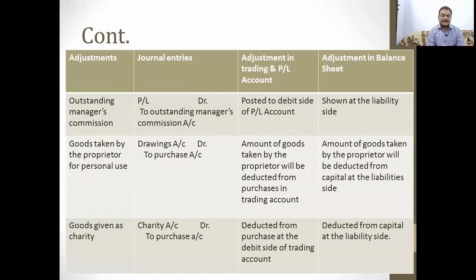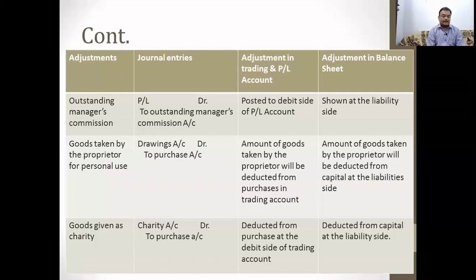Goods taken by the proprietor for personal use, it is called drawing. If any proprietor takes out any goods from his own business, this type of transaction is called drawing, and drawings account debit to purchase account, and the amount of goods taken by the proprietor will be deducted from the purchase at trading account, and will be deducted from capital also at the liability side.